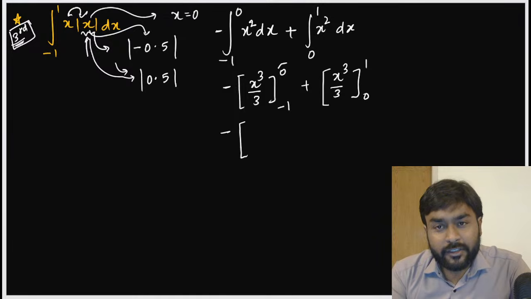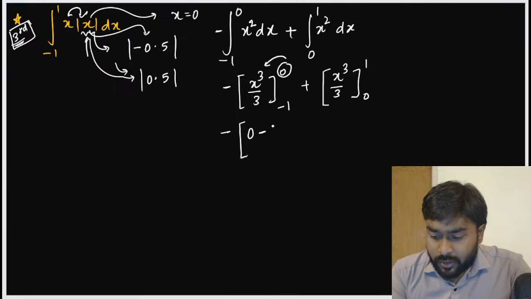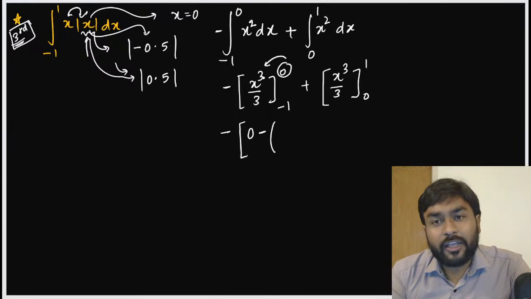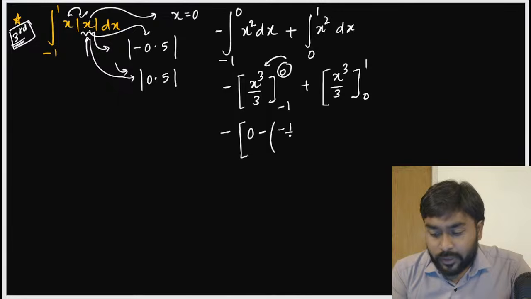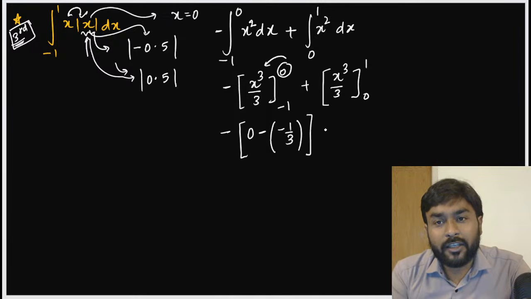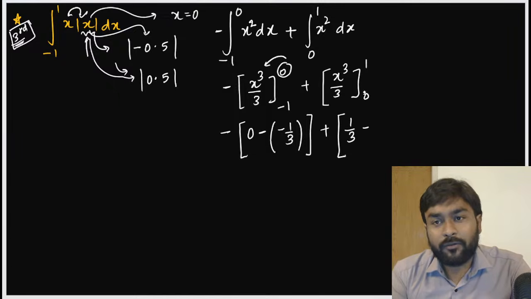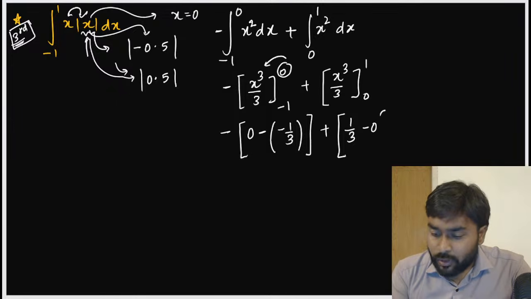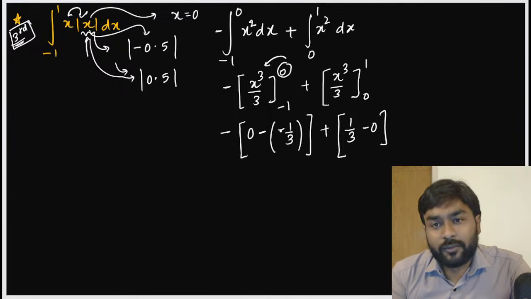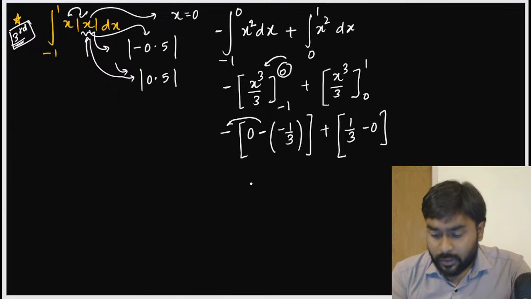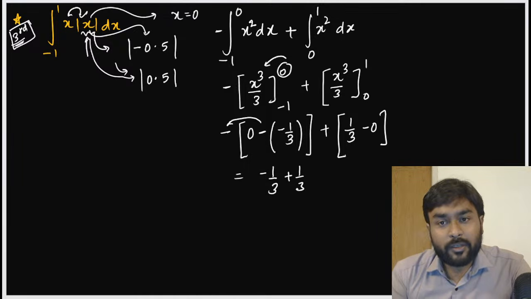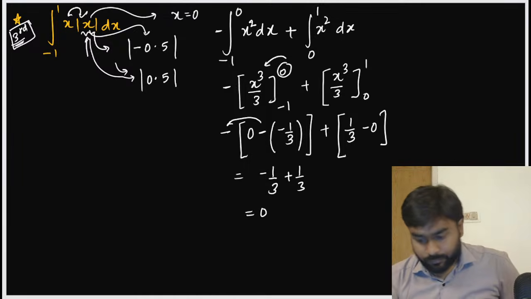So first we will apply this upper limit. So 0 cube will be 0, then minus. Then -1 here we will apply. -1 power 3 will be -1. So -1 by 3. Then here plus sign. Now we will apply this one here. It will become 1 by 3. Then minus the lower limit. If you write 0 here, it will become 0. So finally minus minus plus. But this minus is also here. So minus 1 by 3 plus 1 by 3. What is it coming? It is coming 0.